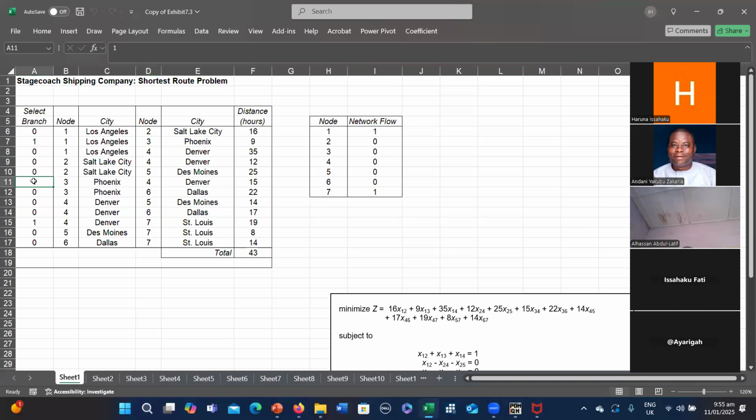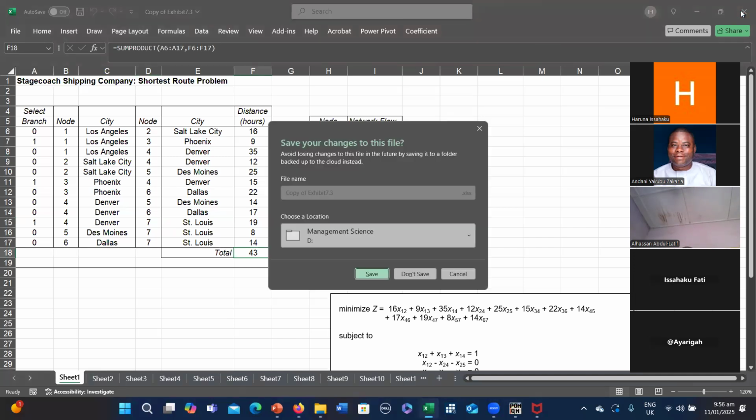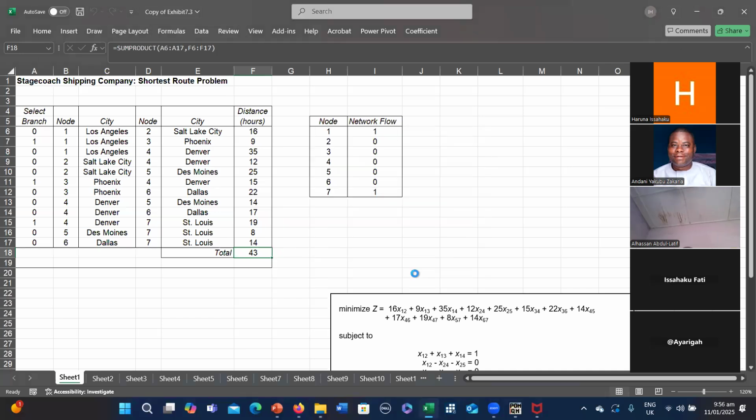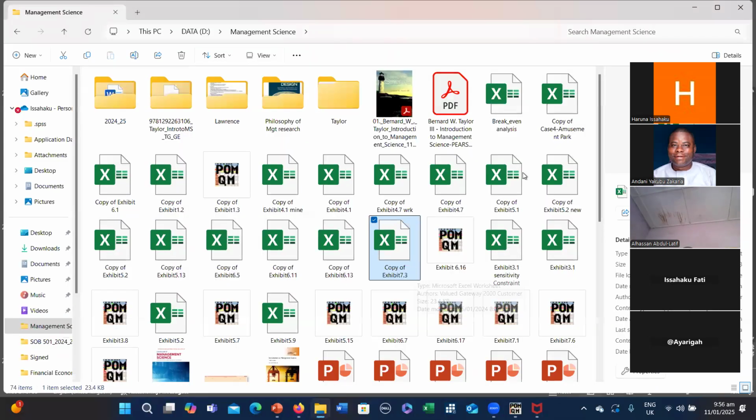Then we are selecting branch 3, 4, and we are selecting branch what? 4, 7, which was the same thing that we had with the QM for Windows and also with the mechanical analysis that we did. Okay. So just to show you that you can also use QM for Windows and then the solver to do the same thing. You can go through that using the example files, the copy of the exhibit 7.3, which I gave you.